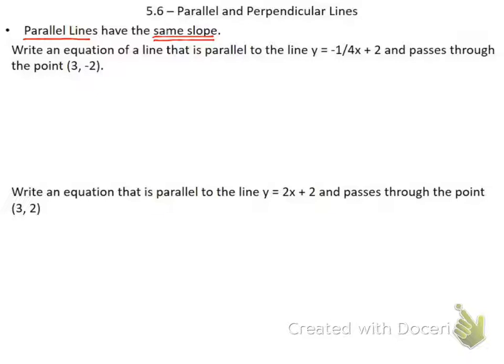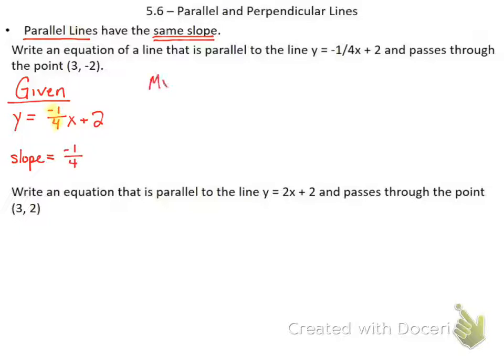So the way that I'm going to set these equations up, it says write an equation of a line that's parallel to the line y is equal to negative 1/4 x plus 2 and passes through the point 3, negative 2. In my information, there is given information that I need to know. The only information that I actually need out of that equation is the slope. The slope is the number in front of the x, which in this case is negative 1/4.